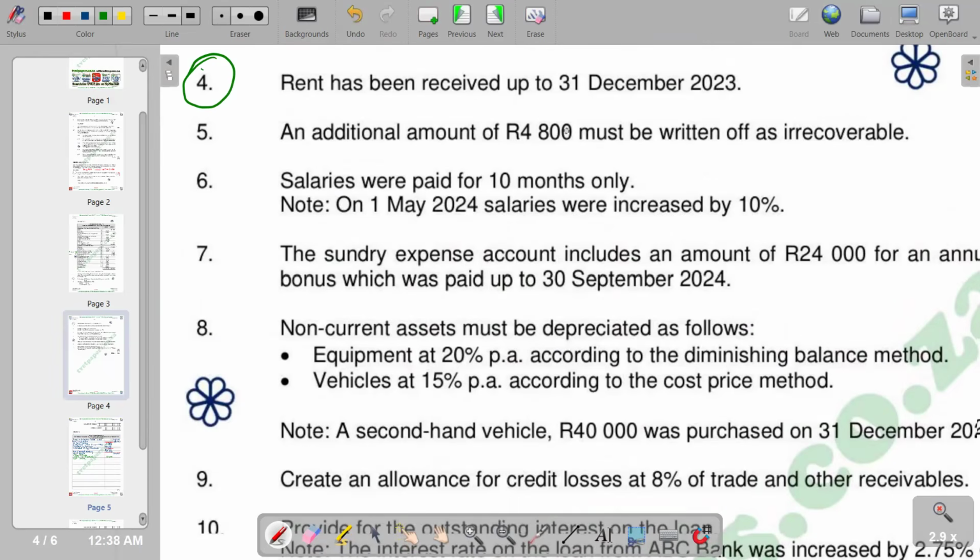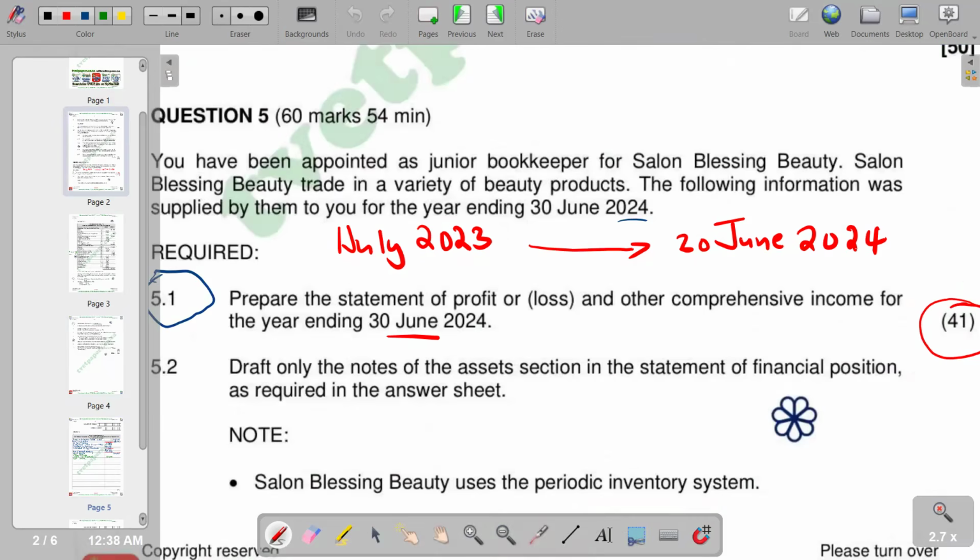So we go back now. We see now the importance of knowing your financial period. This rent is to 31 December 2023. We go to our financial period. Our financial period started 1 July 2023 to 30 June 2024. And our rent is being said to be up to 31 December 2023. So from 1 July to 31 December, we count how many months we have: July, August, September, October, November, and December. So we have 1, 2, 3, 4, 5, 6. So this is 6 months.